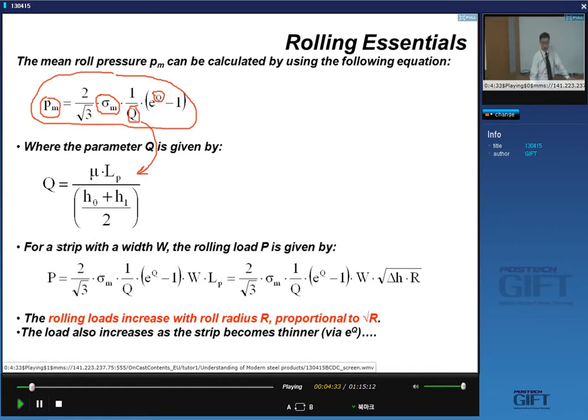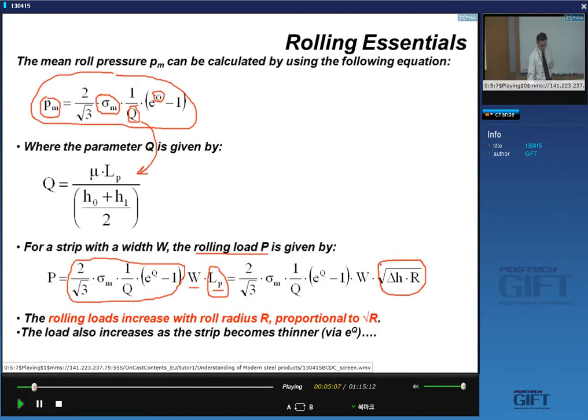And so the actual rolling load is then nothing else than this mean roll pressure multiplied with the width of the strip and multiplied with the contact length. And we know what the contact length is. Remember, that is the square root of the radius of my roll times the reduction in thickness.